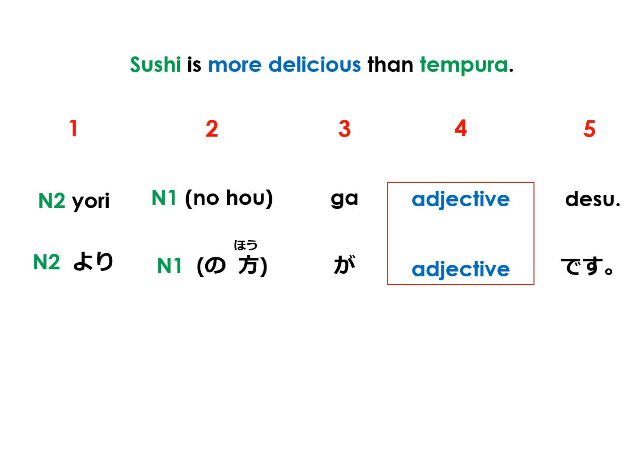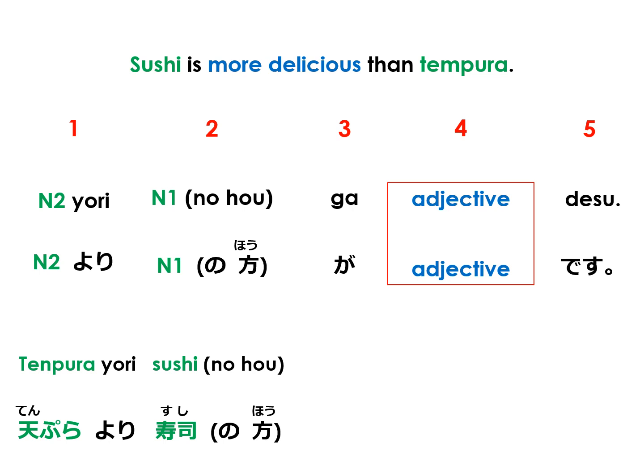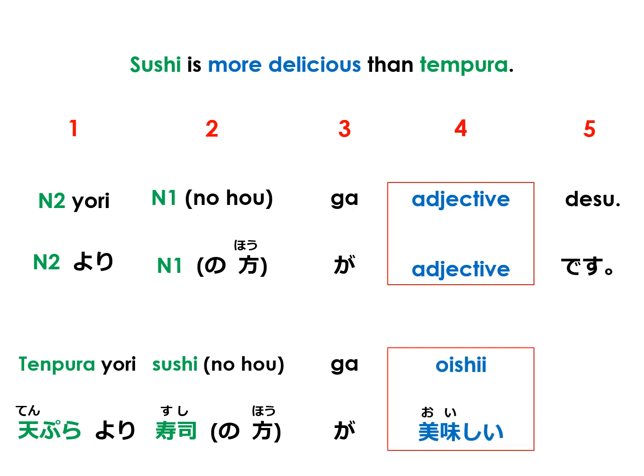Another example, the sentence, sushi is more delicious than tempura. In this statement, the winner is sushi and the loser is tempura. So we start with the loser, tempura yori. Then the winner is sushi no ho, or sushi. Then the particle ga. Then the adjective oishii, closing with the verb desu. Tempura yori sushi no ho ga oishii desu. Or tempura yori sushi ga oishii desu.